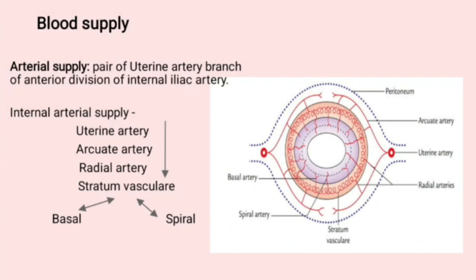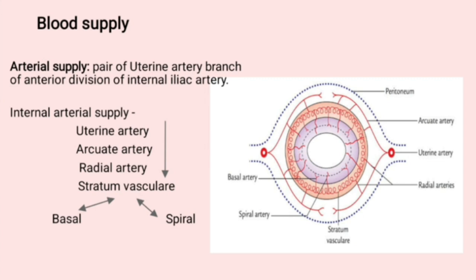Blood supply. Blood supply is divided into arterial supply and venous drainage. First of all, we will know about the arterial supply. Arterial supply is derived from the pair of uterine arteries, the branches of the anterior division of the internal iliac artery. Now we will learn about the internal arterial supply of the uterus. It forms a complex of branches of artery. It gives the arterial supply to the uterus.